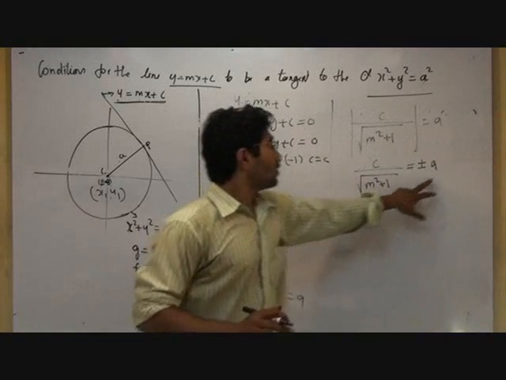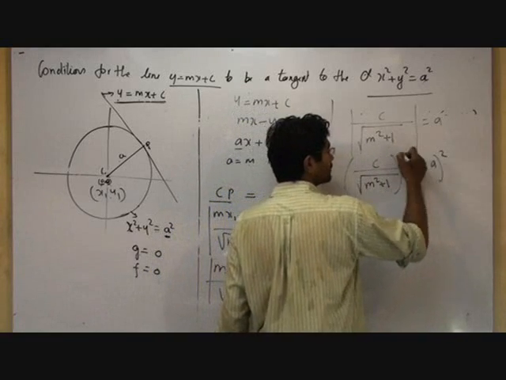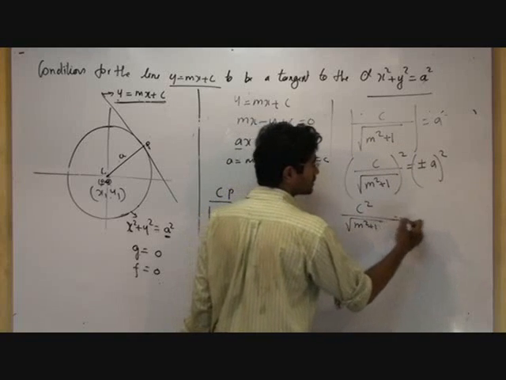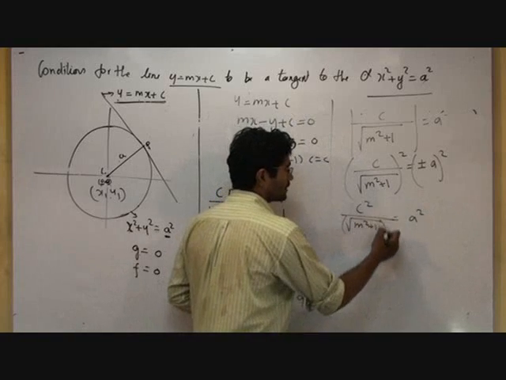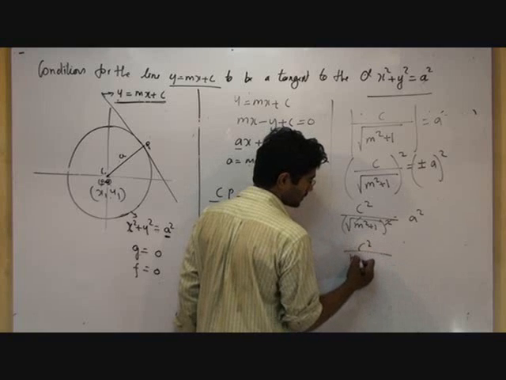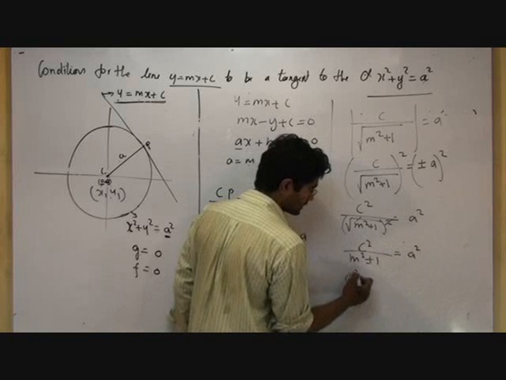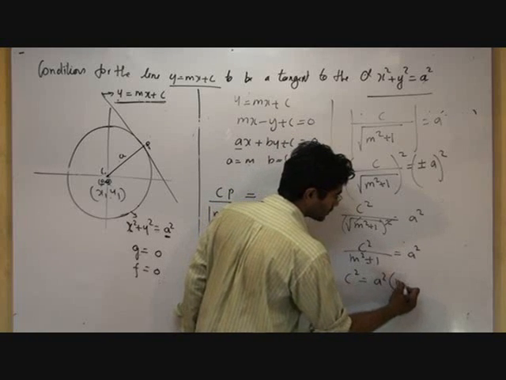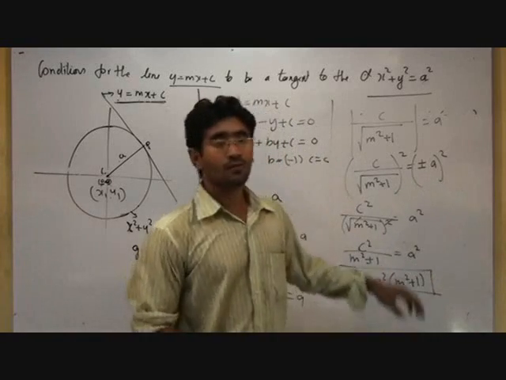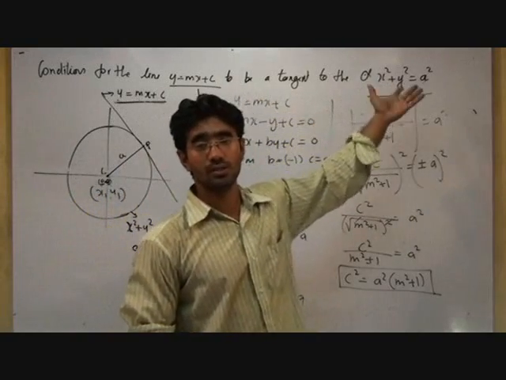Look at this. Now I need to square on both the sides. If I square on both sides, I get c squared divided by m squared plus 1 is equal to a squared. Cross multiply this, and you'll get c squared is equal to a squared into m squared plus 1. This would be the condition for the line y is equal to mx plus c to be a tangent to the circle x squared plus y squared is equal to a squared.